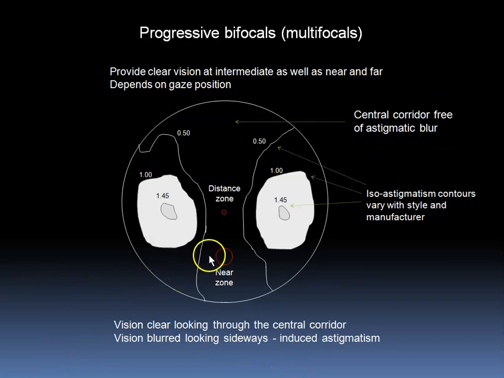Progressive bifocals or multifocals allow a graduated increase in power towards the reading position. The downside is that looking too far to the sides causes astigmatic blur. There is a central zone here which does not have this effect.